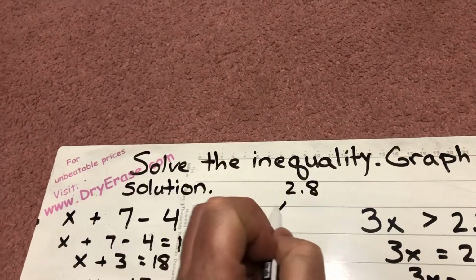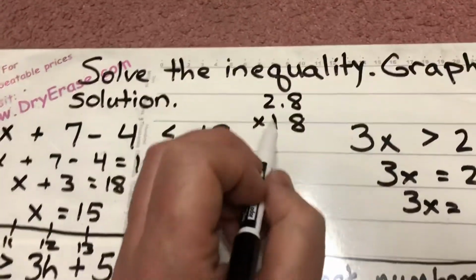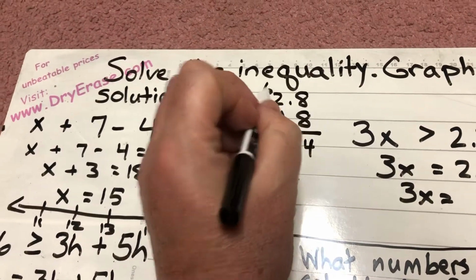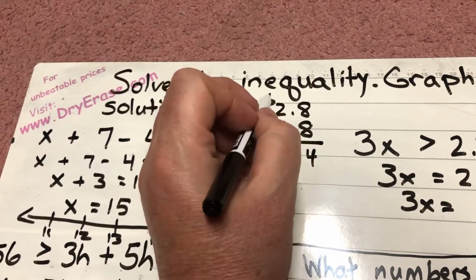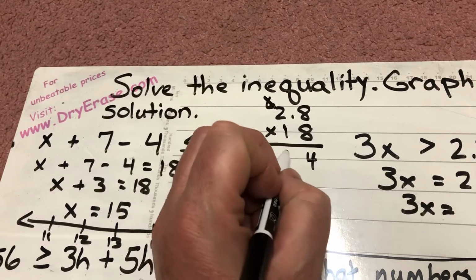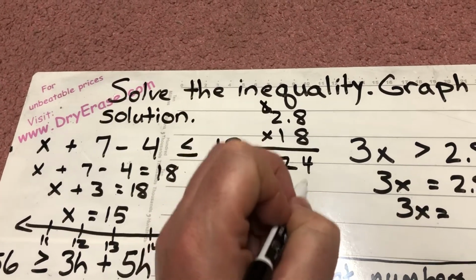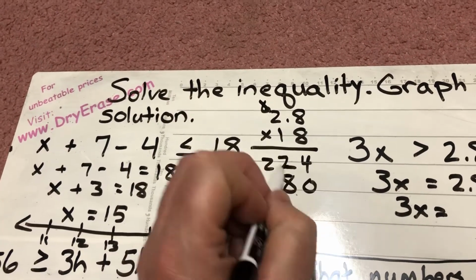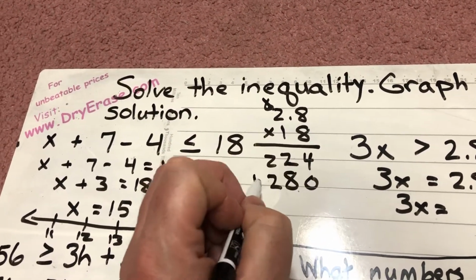2 8/10 times 18. 8 times 8 is 64. Put the 4 down, carry the 6. 8 times 2 is 16, plus 6 is 22. Put a 0 down to line it up with my 1. 1 times 8 is 8. 1 times 2 is 2.